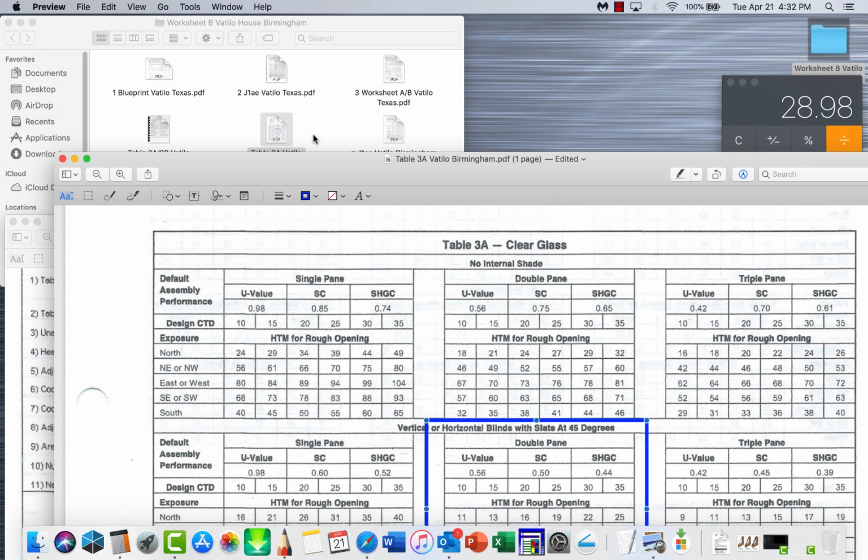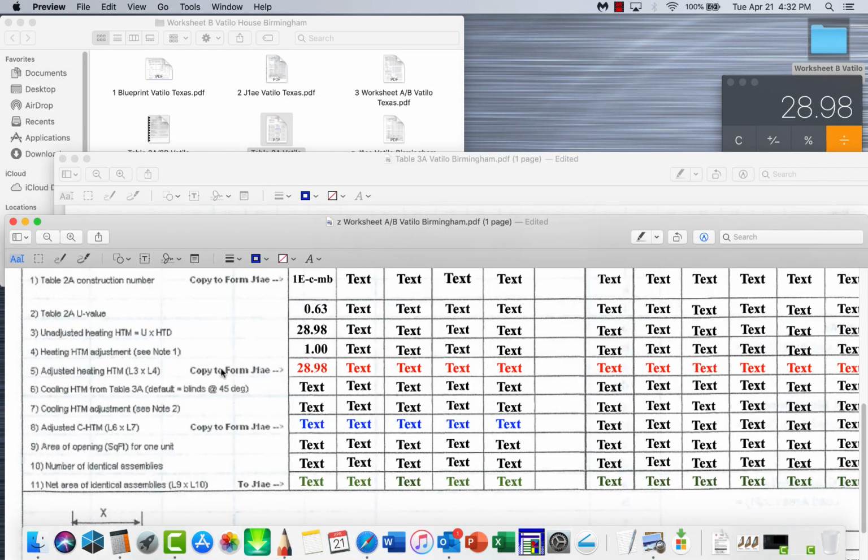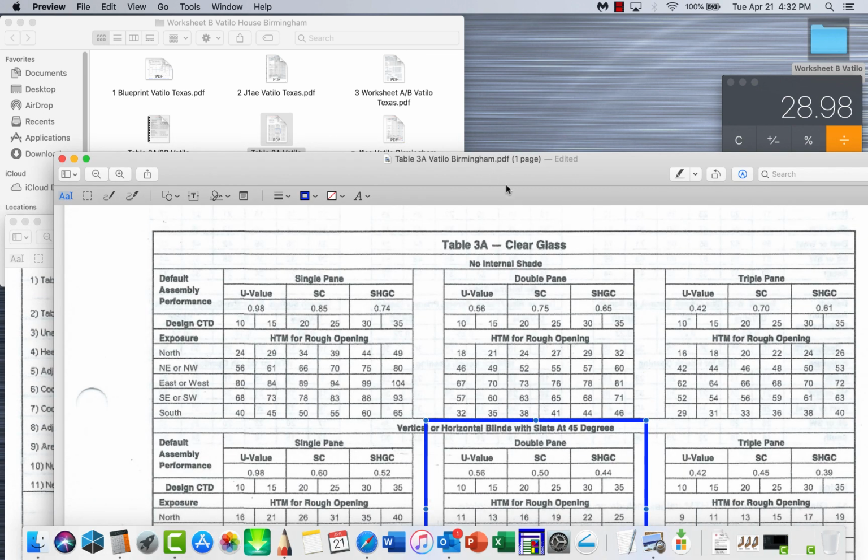So let's look and see what the chart asked us to do. So back to the cooling HTM. We want to find the cooling HTM for this window. So how do we find that off of this chart?